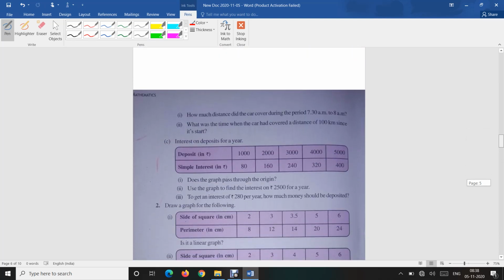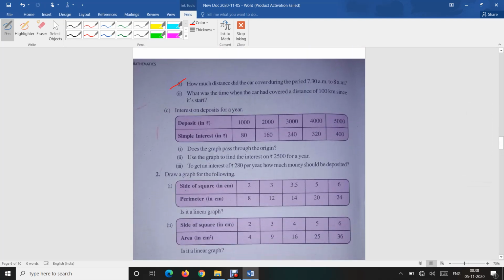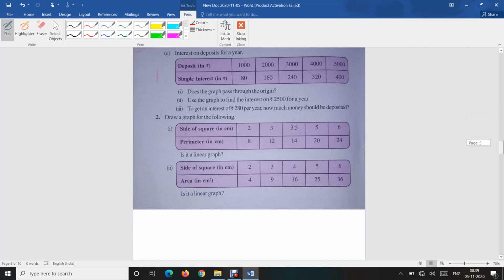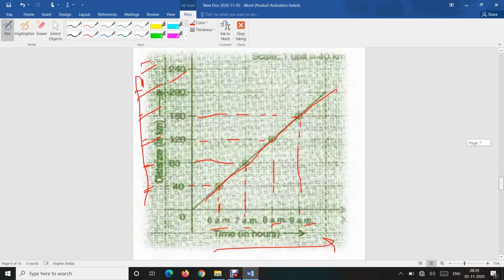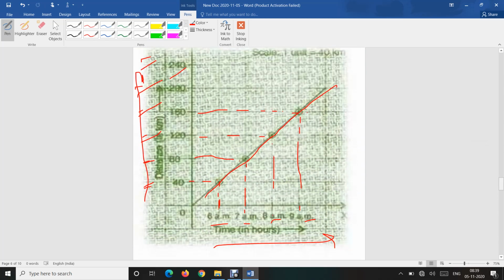15.3. Here are two questions given for part B. The first one is: how much distance did the car cover during the period 7:30 am to 8 am? You have to observe the time on the x-axis between 7:30 and 8 am. Here you have 7 and here you have 8. So 7:30 will lie exactly in the middle of 7 and 8, and it will be somewhere here.